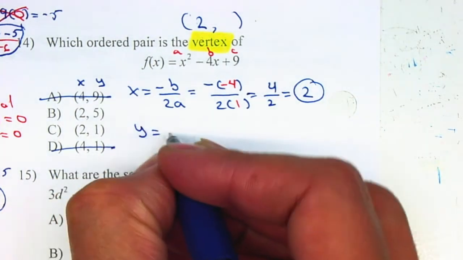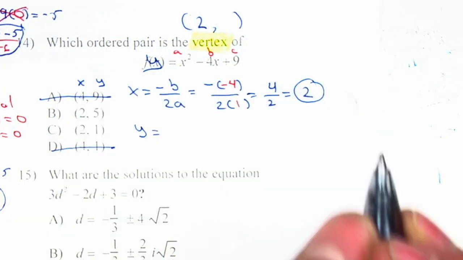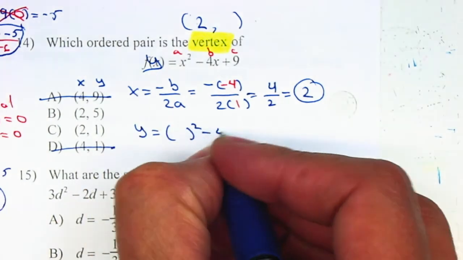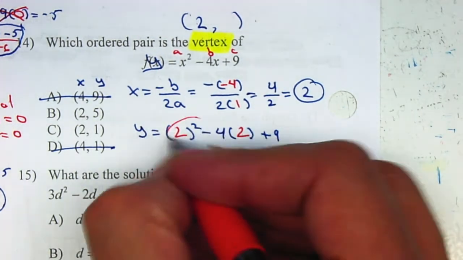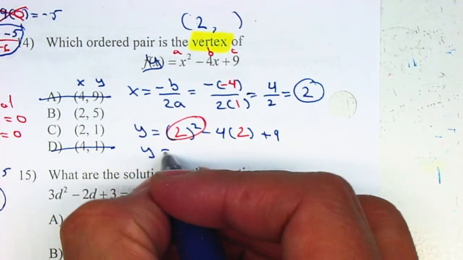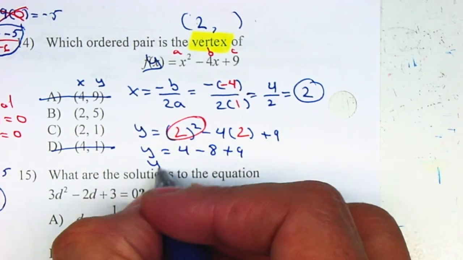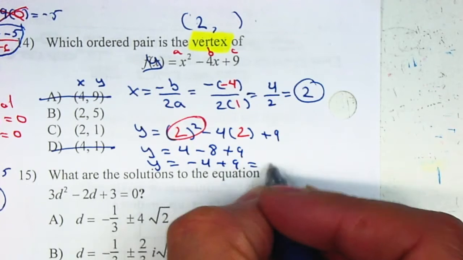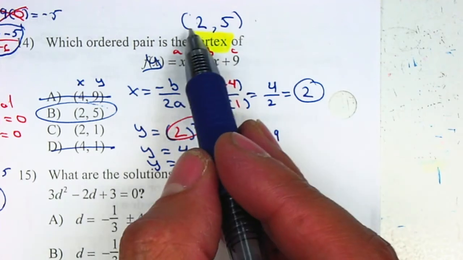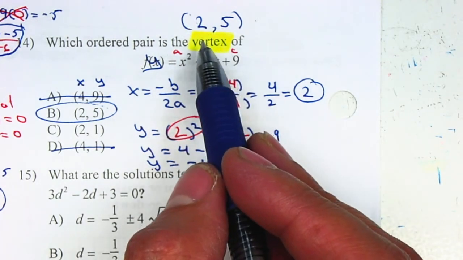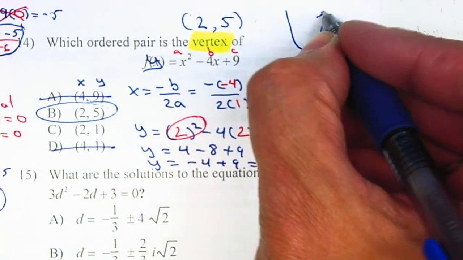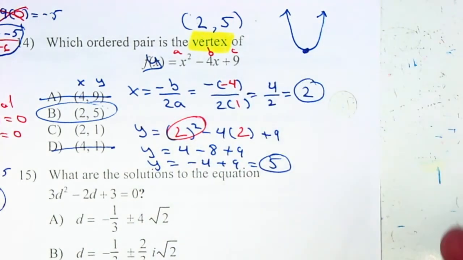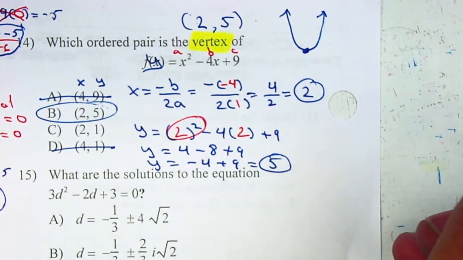So y is equal to, remember, this stands for f of x or just y. We have x squared minus 4x plus 9. But instead of the x will be a 2. 2 squared is 4. Y is equal to 4 minus 8 plus 9. Y is equal to negative 4 plus 9. That is equal to 5. Therefore, my answer is B. My vertex is the point (2, 5). Remember, your vertex represents your lowest point or your highest point. This parabola is facing up. So in this case, your vertex represents the minimum, the lowest point on the parabola.